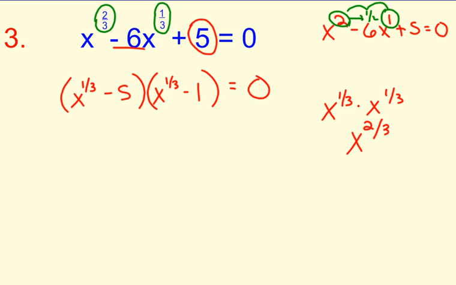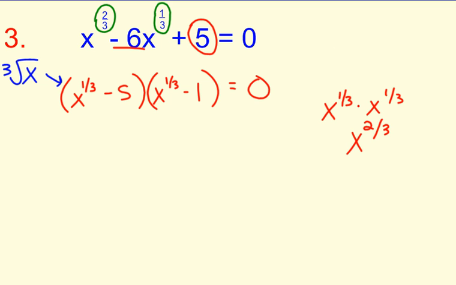Before I do that, I just want to point out that remember x to the 1/3 is the same as the cubed root of x. So if you would ever see this problem written in radical form, the original problem we were just given is in rational form. It also could be written like this and it'd be the same problem. So you might want to write down this original problem. It could be the cubed root of x squared minus 6 times the cubed root of x plus 5 equals 0. So it can be given to you in rational or radical form.